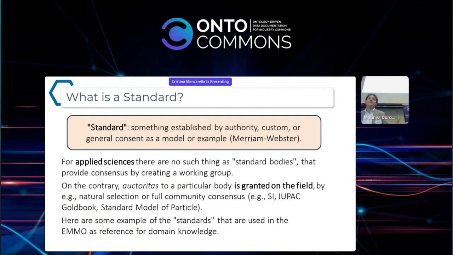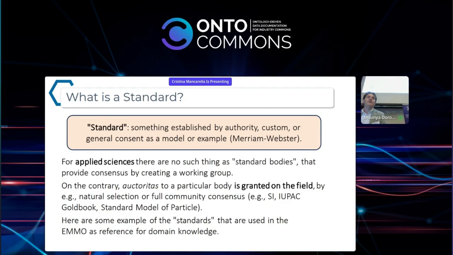So usually for science, the standard is built on the field. So the authoritas, the authority of someone or a body, is granted on the field by natural selection. And usually there is almost a full consensus of a community behind a particular approach. For example, the standard model of particles, there is the word standard. Of course, it's not a standard. It's accepted by the community. So that's what we can also call standard for domain knowledge.